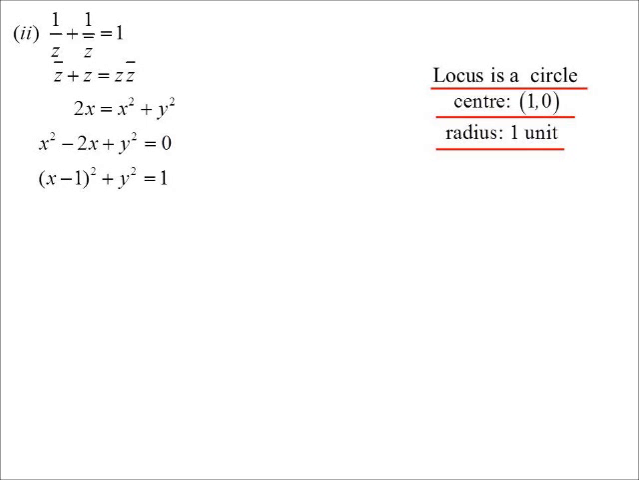So I know it's a circle, because there's my x squared plus y squared, but let's group it and complete the square. There it is. (x - 1) squared plus y squared is equal to 1. So we know we've got a circle, centre (1, 0), radius of 1. There's the picture right there. That's what it would look like. So every complex number on that circle satisfies that relationship.